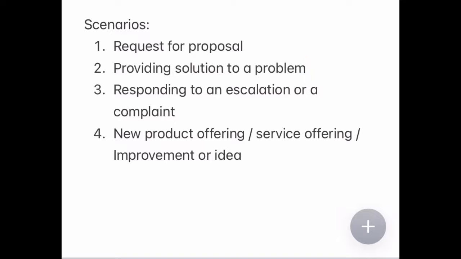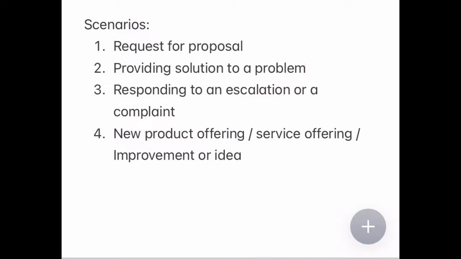If you look at the request for proposal, the first one, somebody is asking you to come up with a proposal to do something. In that case there is a situation, there is a challenge or a problem, and now you are giving a point of view as to how you can solve it, or how you can implement it, or how you can actionize it. So that's for the request for proposal.